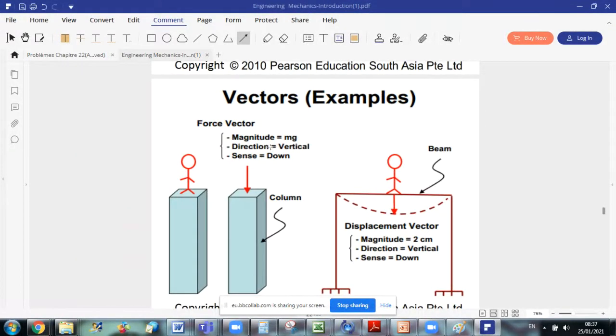For example, an example of a vector is the displacement of a beam. If you have a beam or a column and it undergoes a certain deformation, the deformation can be considered as a vector which has a magnitude, a direction, and a sense. And of course, the force is a vector. If I consider the weight, the magnitude of the weight is mg, the direction is vertical, and the sense is down.